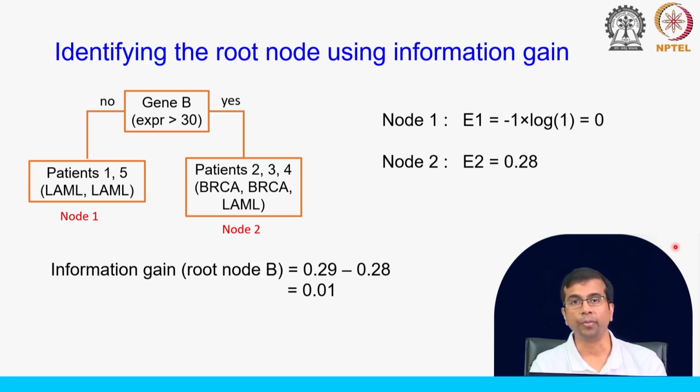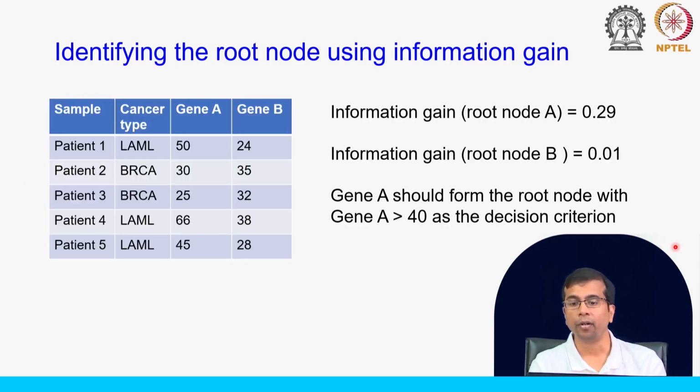If we choose B as the root node, the entropy for the parent node is 0.29, and here it is 0.28, so 0 plus 0.28, which is 0.28, and the information gain is 0.01. So, if we compare these two situations, if we choose A as the root node with the specific criteria, our information gain is 0.29, and if we choose B as the root node with B greater than 30 as the criteria, we get an information gain of 0.01.